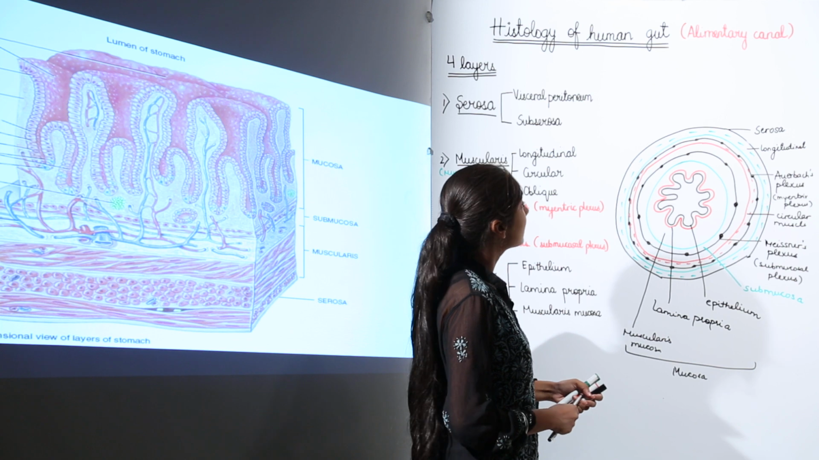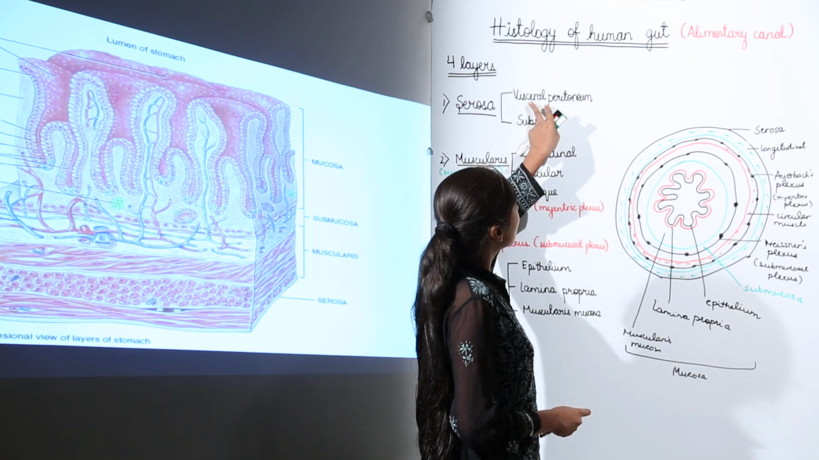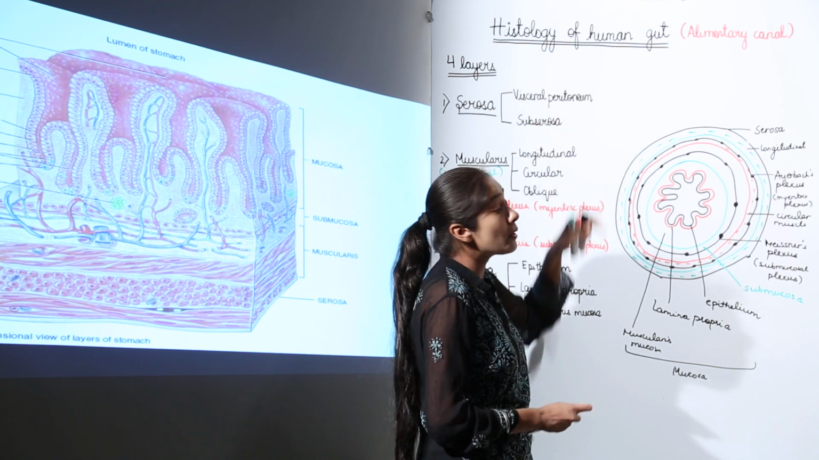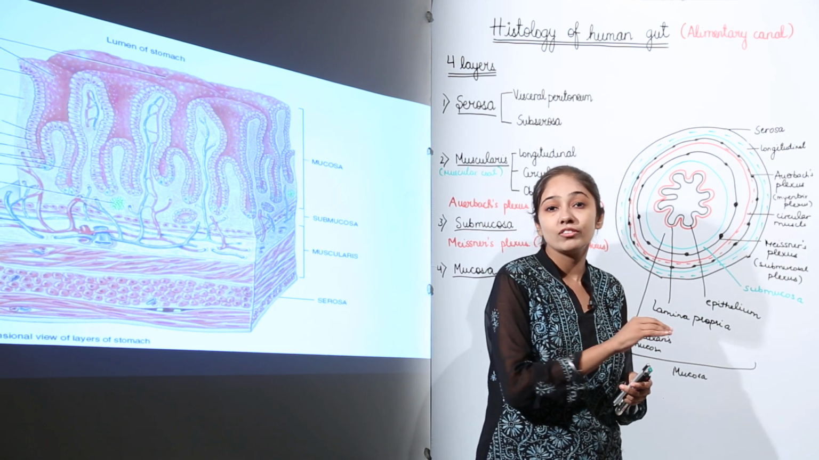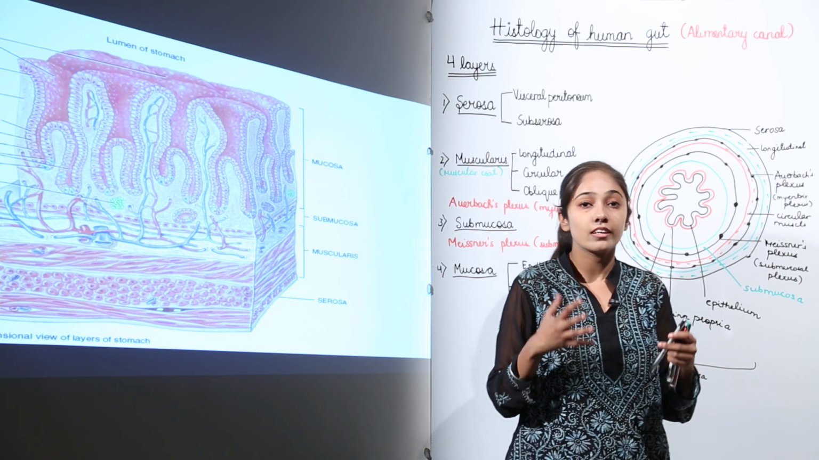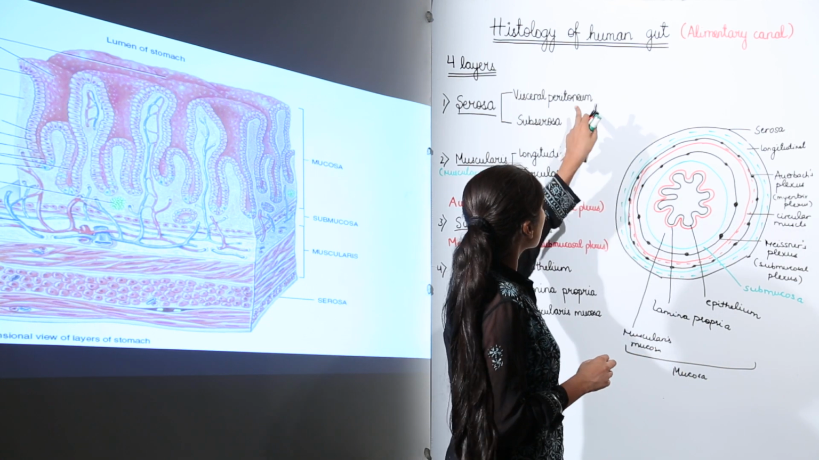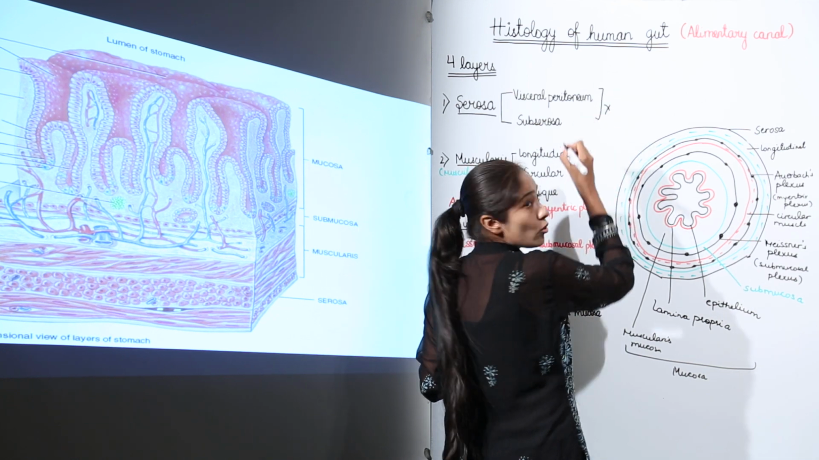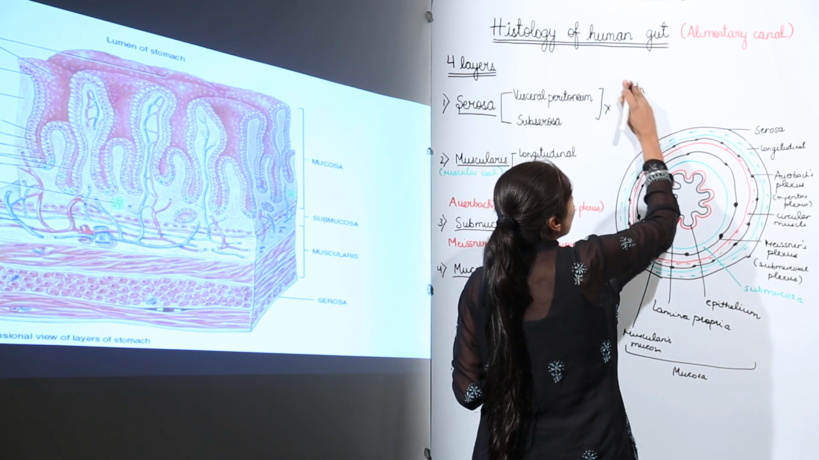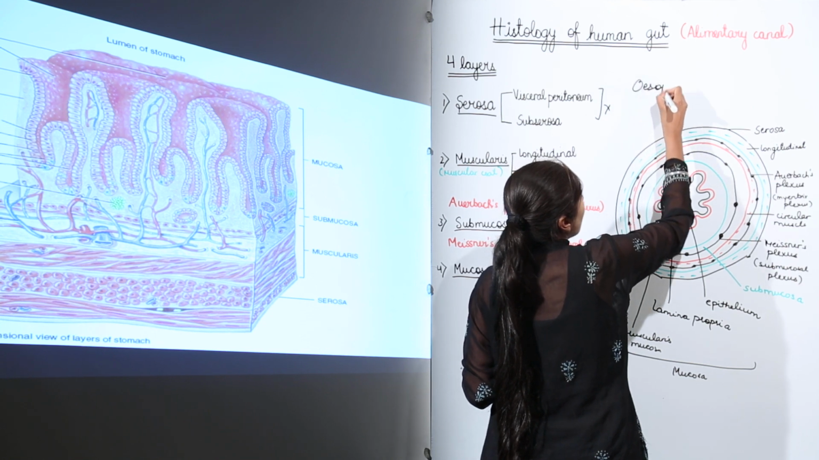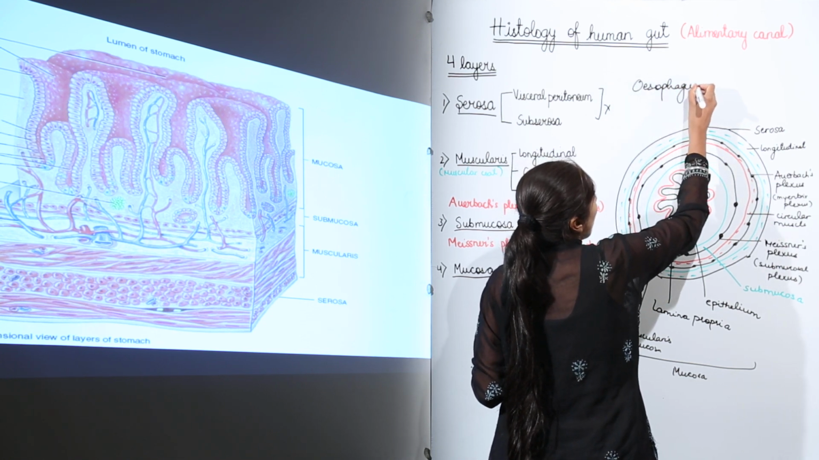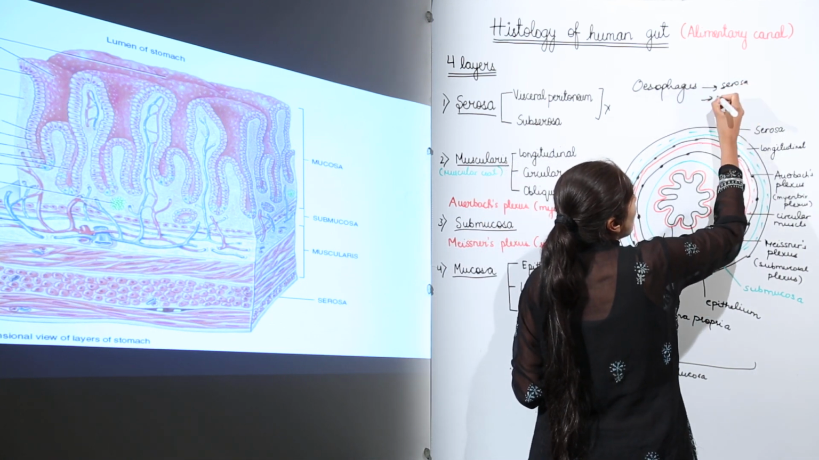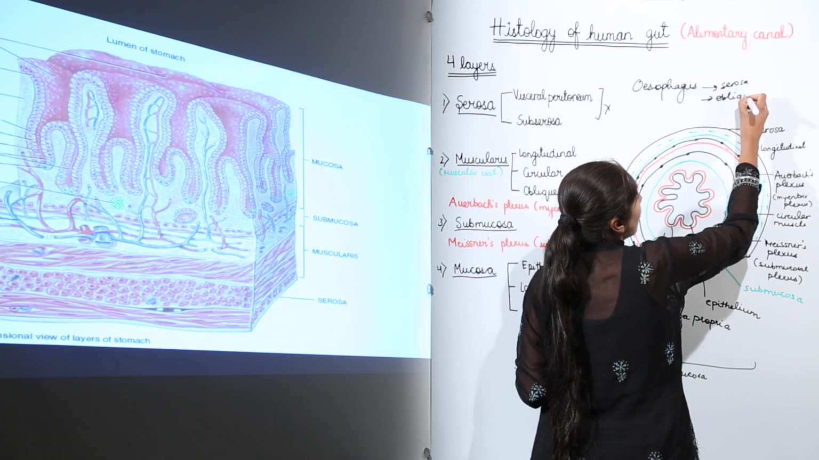Remember, the first layer is the serosa. You can also label it as visceral peritoneum. I told you what is peritoneum. It forms the lining of the abdominal cavity and the organs which are there in the abdominal cavity. But in case of esophagus, just remember that the serosa layer is absent. Okay, I will just write it here. In case of esophagus, what is absent from here? Serosa, and the oblique muscle fibers are there in case of stomach.